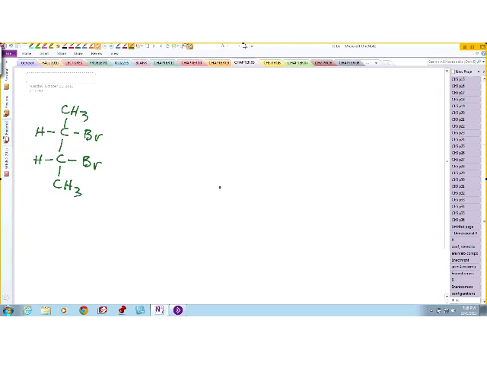Is there any special way to name configurational diastereomers? No, you just assign the absolute configuration, just the same way. Okay. Supposing I give you this molecule here. How many chirality carbons does it have? 2. That is correct.